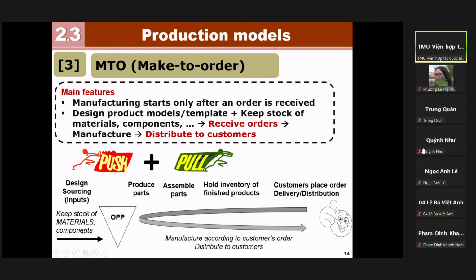From that, you take the materials from the warehouse, from your inventory, and then you start manufacturing. You produce a part of the item, you assemble those parts, and then you deliver those finished products to the customers. And the manufacturing here is according to the customer orders and distributed to the customers. Okay, I will give an example like this.